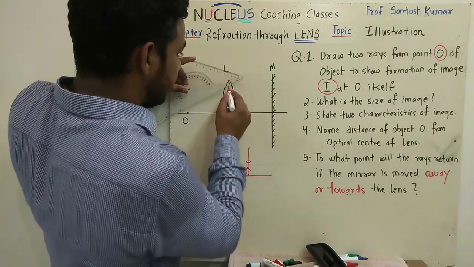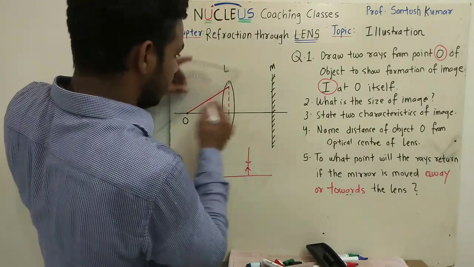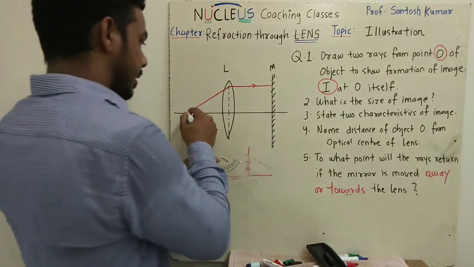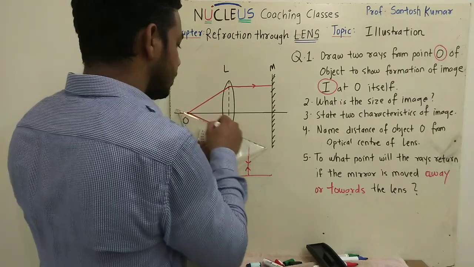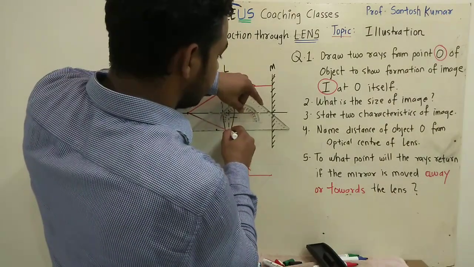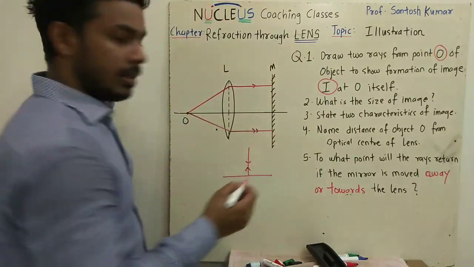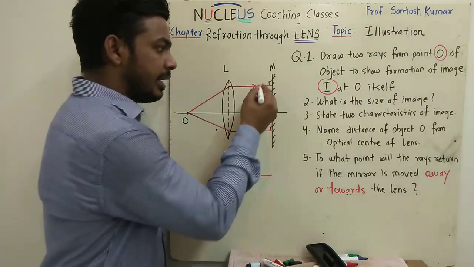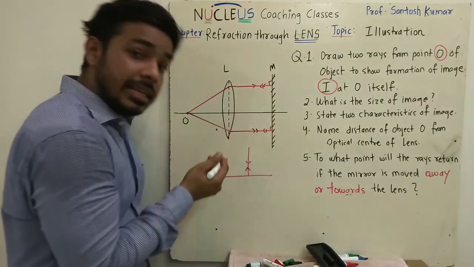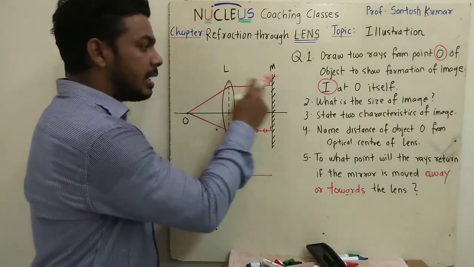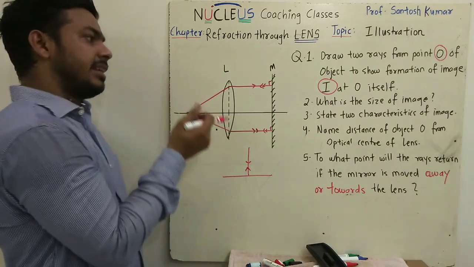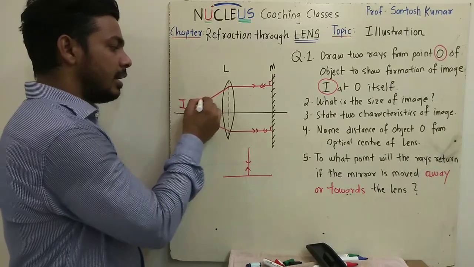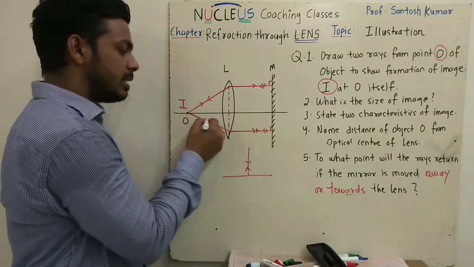So let's say I consider two rays, this ray hitting perpendicular to the plane mirror, and this is the second ray, and again it is hitting perpendicular to the mirror, right? Then we can say that if these rays are hitting perpendicular to the mirror, the rays will get reflected along the same path, and if the rays are traveling parallel, they will get reflected from the mirror and retrace their path. So definitely the image I will be obtained at this point only.